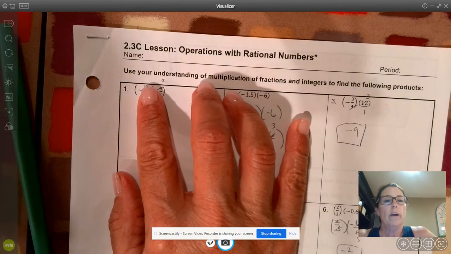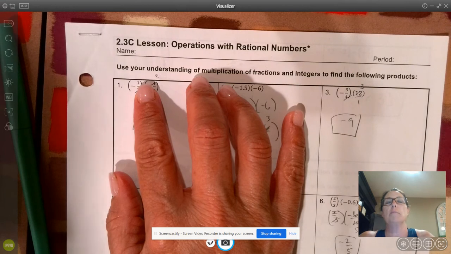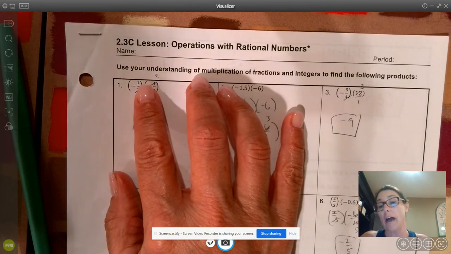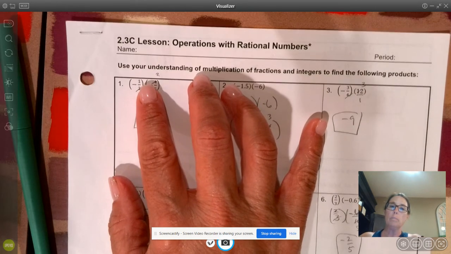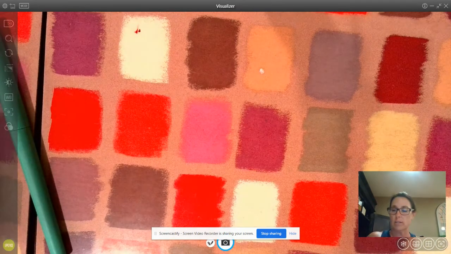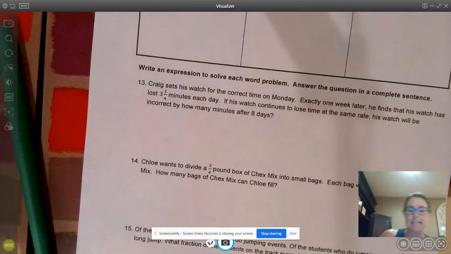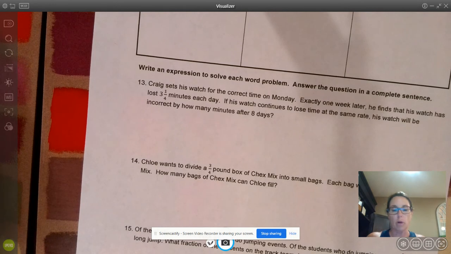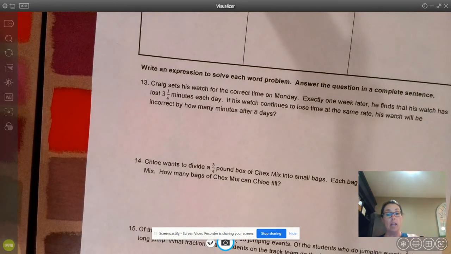Okay, so 2.3C lesson, by the time you're watching this, you should have completed part one, which is a climb the ladder activity on these questions. And then we're going to do part two right now, which is just the last four questions. They are word problems. So again, this is 2.3C lesson part two. We're hitting the word problems after you've done the other problems in a climb the ladder activity.